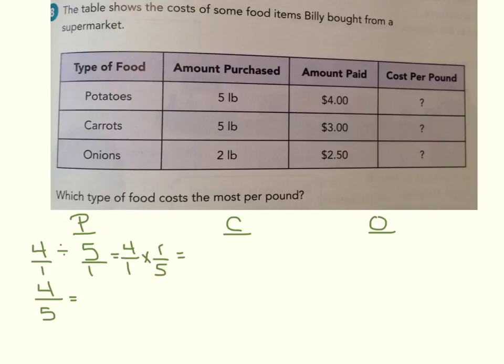4/5, if we want to turn that into a decimal, we can have 8/10 as a fraction, which could be written as 0.8 as a decimal, but since we're working with money, we want to make sure it ends in the hundredths place, so we can add on a 0. So we find 80 cents per pound.